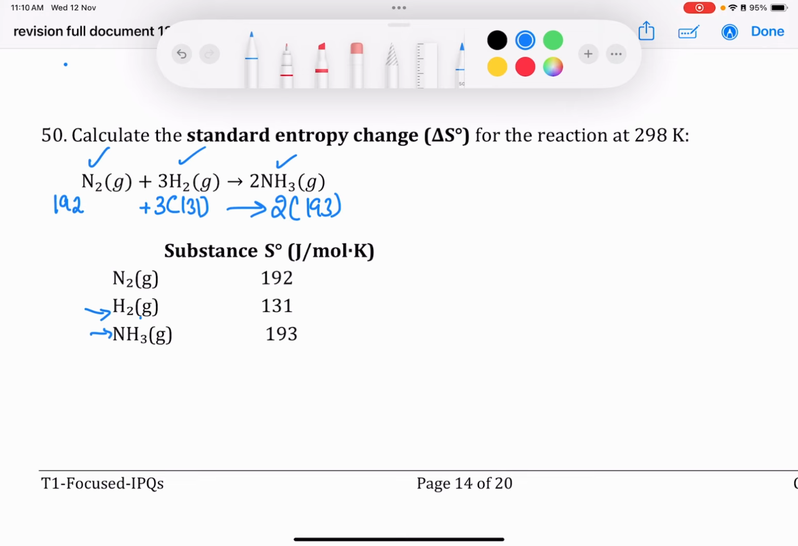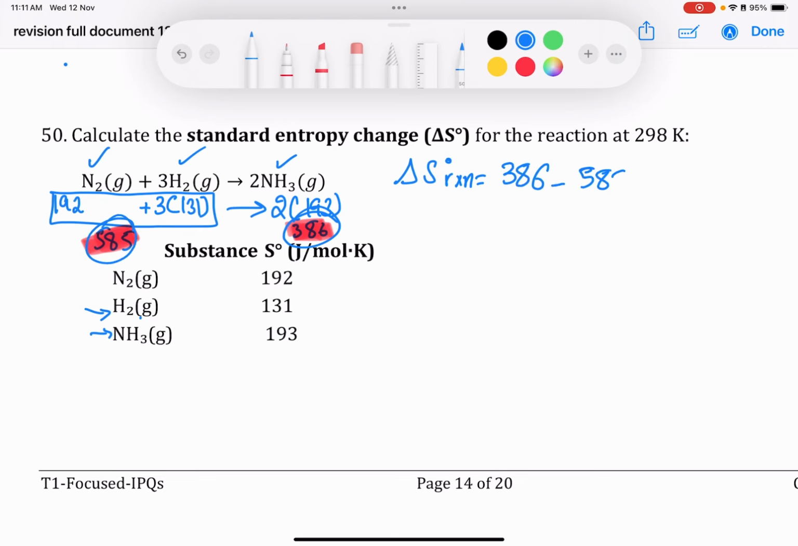So now we calculate the values of the entropy of the reactants, and this is going to be 585 joules per mole Kelvin. And for the product it is going to be 386. Now, to find the entropy change of the reaction, we do the entropy of products minus the entropy of reactants, and the answer is negative 199 joules per mole Kelvin.